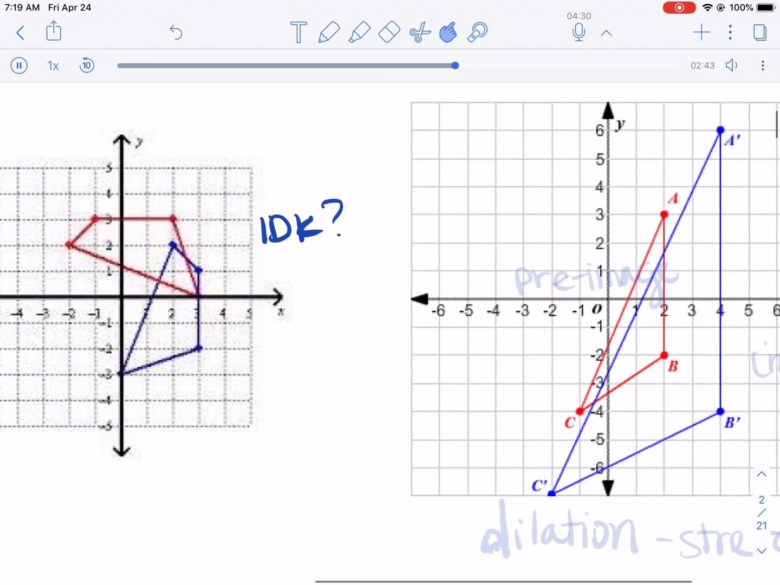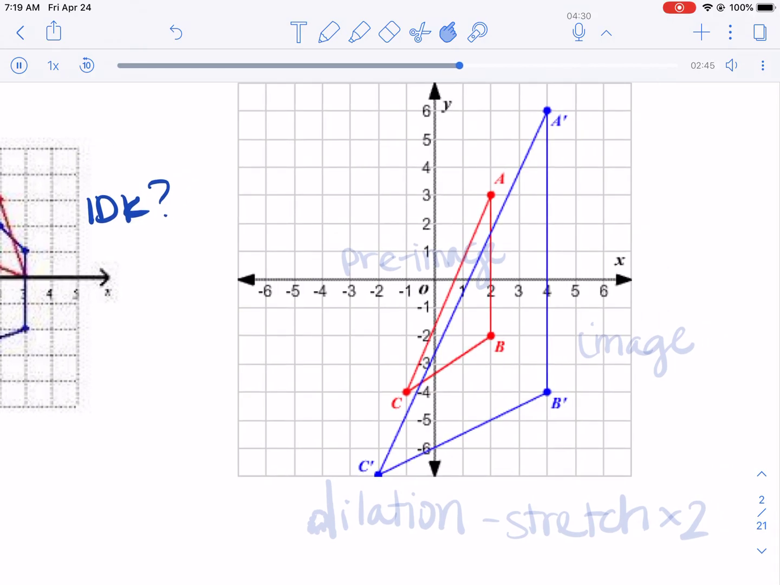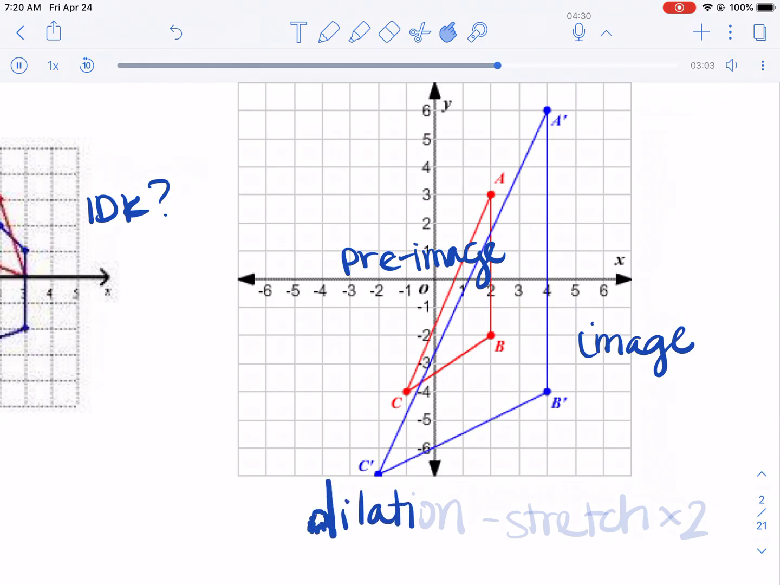On this third example, we have the labels there. So our red triangle went to our blue triangle. The red triangle is the pre-image. And the blue triangle is the image. And this obviously is a dilation, but in the future, you're going to have to tell what type of dilation it was. This one goes from small to big, so it's stretching, it's a stretch.